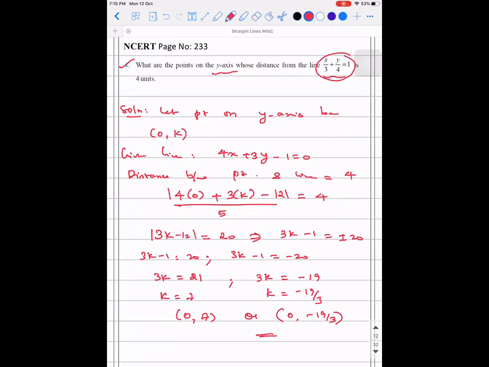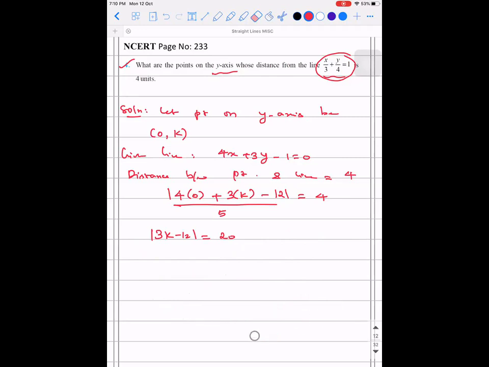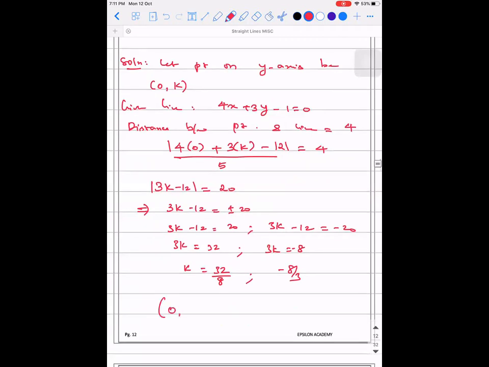3k minus 12 within a modulus. So 3k minus 12 is 20. 3k minus 12 is minus 20. So 3k will be 32 and 3k will be minus 8. So it is given as 0, 32 by 3 and the other point is 0, minus 8 by 3. Rohan, is this right? Yes, sir.